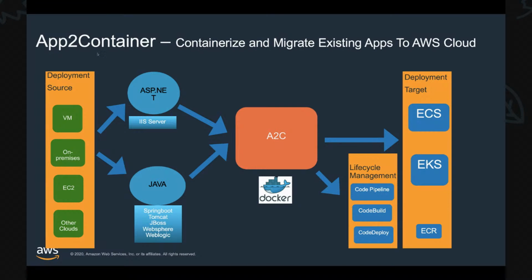As you may see on the left-hand side, the source, which can be a virtual machine, an on-premises server, physical or virtual. It could be an Amazon EC2 instance or any virtual machine running on other cloud platforms. Your application is here. It can be an ASP.NET application or a Java application. And the component that we developed is A2C, the App to Container tool.